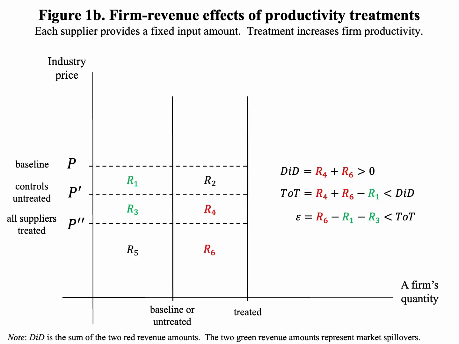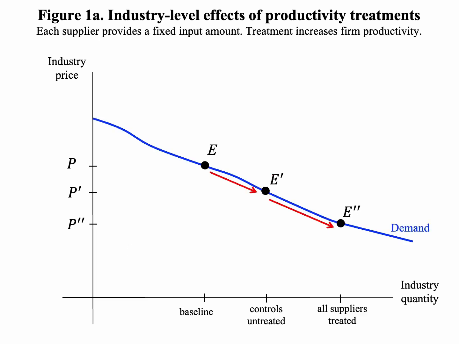This is figure 1 again. I want to address spillovers in this context. You might think that spillovers can be safely ignored when we treat just a tiny fraction of suppliers. There would be no noticeable effect on the average supplier among the controls. That's correct, but a disadvantage of a small targeted treatment, not an advantage.